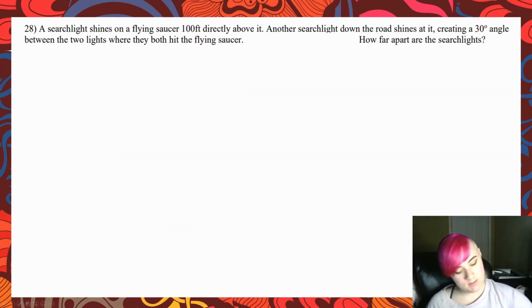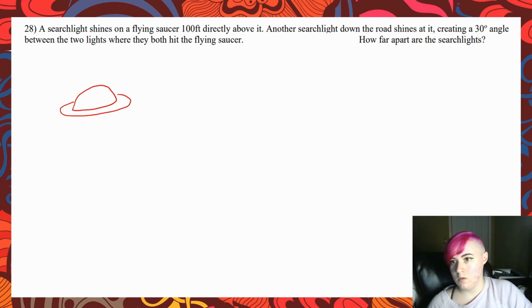Lastly, let's do number 28. A searchlight shines on a flying saucer, so we can go ahead and draw a flying saucer. That's what it's going to look like, I think. I don't know. Ooh, we got some lights everywhere, looking real fancy. Something for the little aliens to look out of, like a windshield. There we go. I feel like that's pretty good.